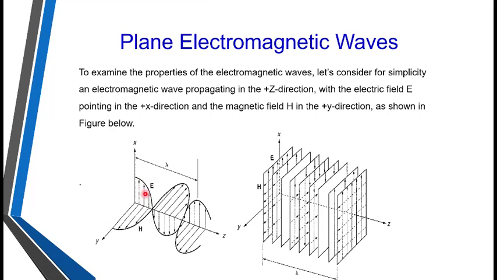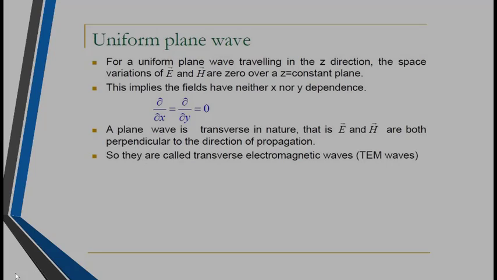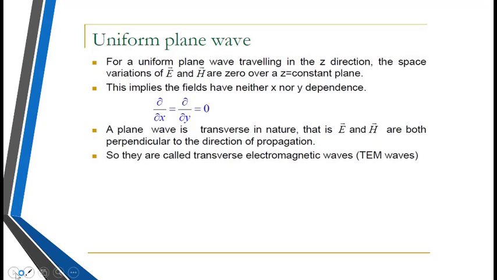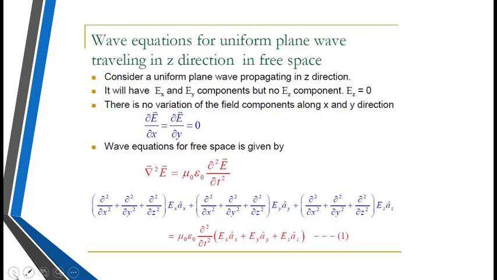This wave has Ex component and Hy component. At the second half cycle, it has minus Ey component and minus Hx component and so on. But there is no Ez component or no Hz component here. But they are moving towards z axis. So there is no variation with respect to x axis, no variation with respect to y axis, but there is a variation along z axis, right?